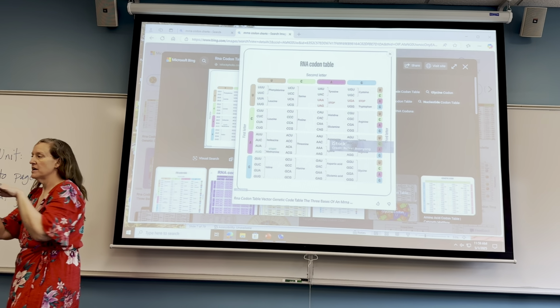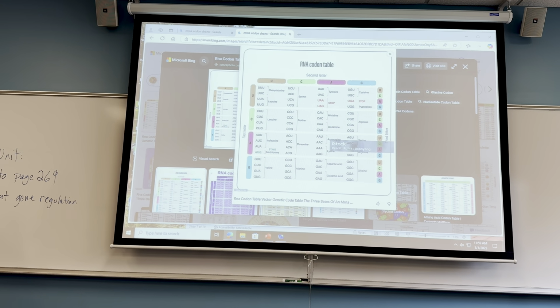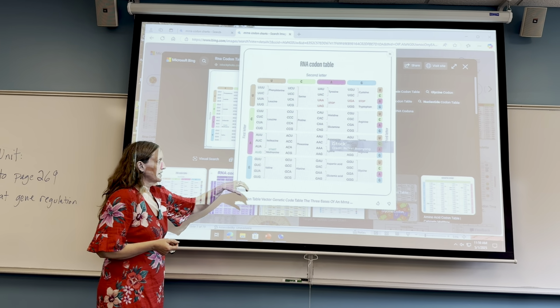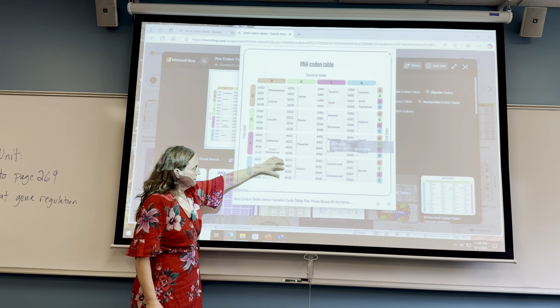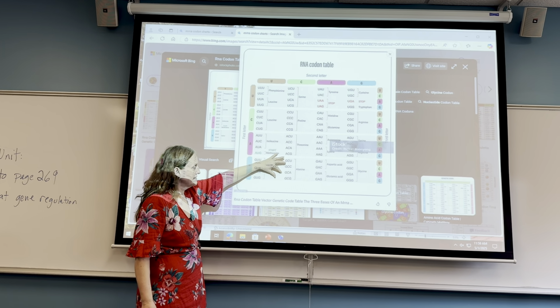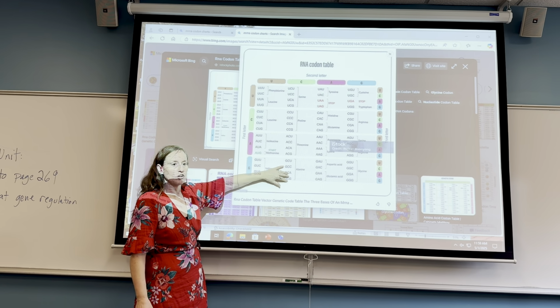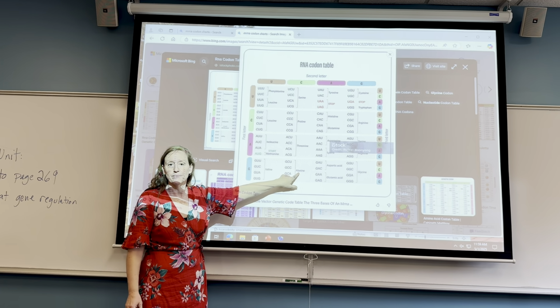Like, yeah, you have a mutation, but it does nothing for that cell. It means the same exact thing. So that's a good thing, that we have this redundancy. You can see again, like these ones here, that you have CCU, CCC, CCA, and CCG. They all code for the same amino acid.